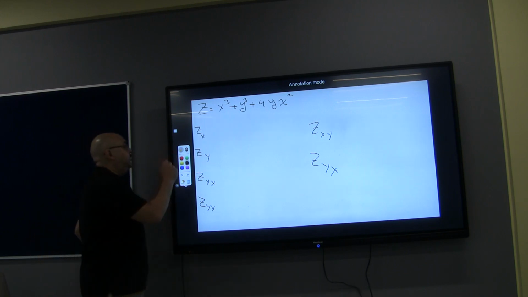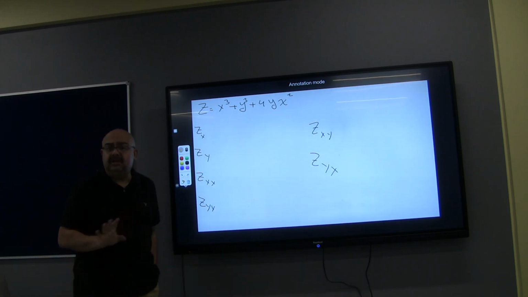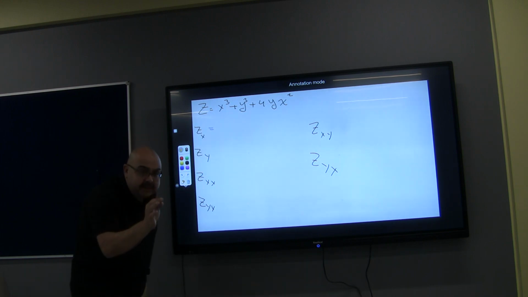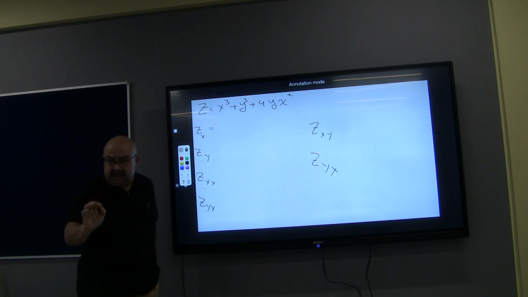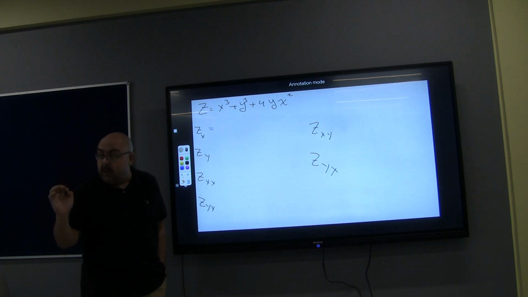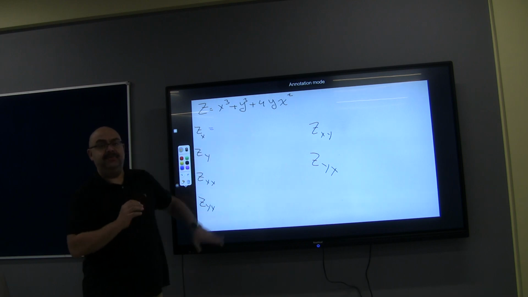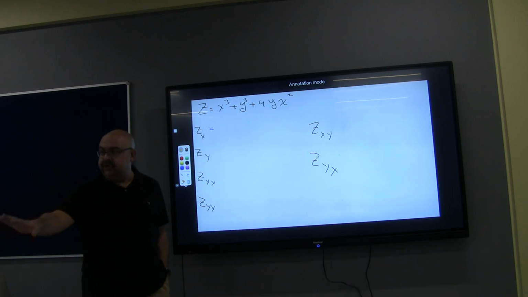Okay, let's start differentiating with respect to x, considering y as a number. See every y in front of you here as a number: 5, 6, whatever. Treat it this way.